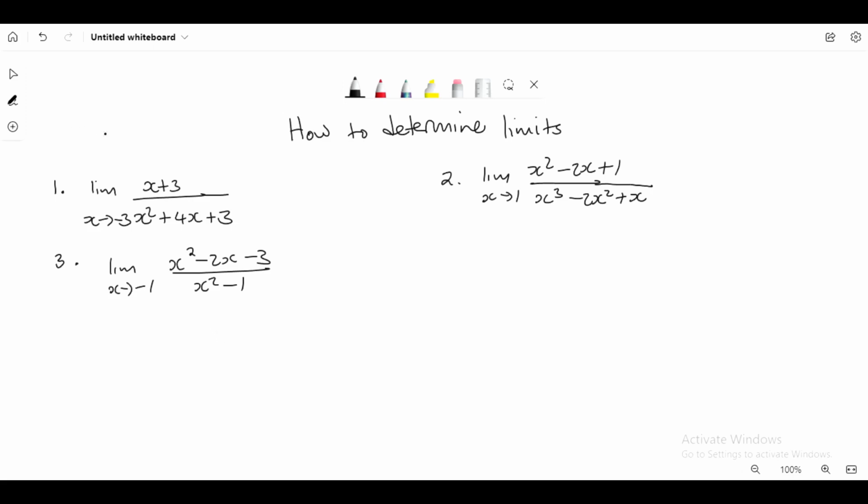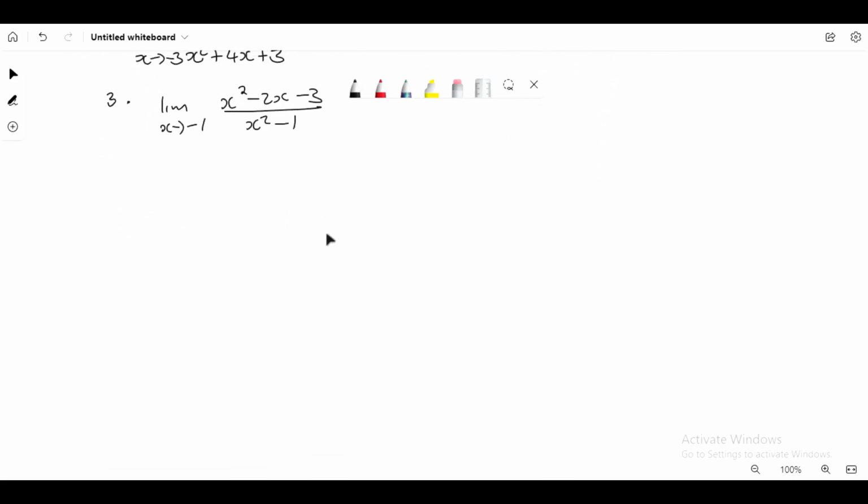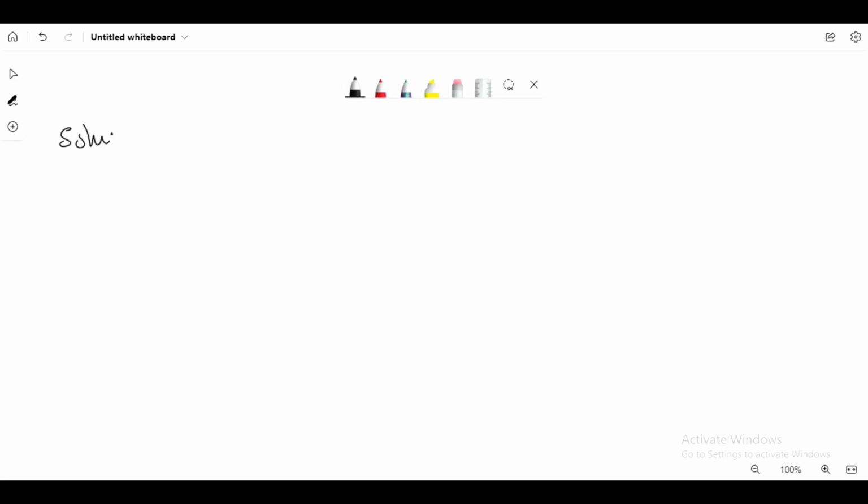Okay, now let's do the first one. Let's do our first problem. All right. So number one, they've given us the limit of x plus 3 over x squared plus 4x plus 3, right? As x approaches negative 3, okay?